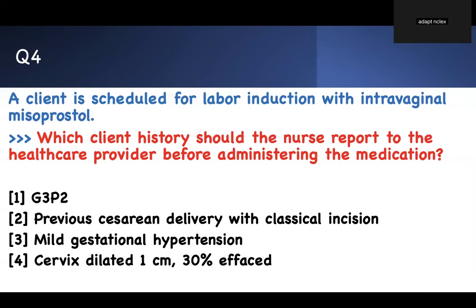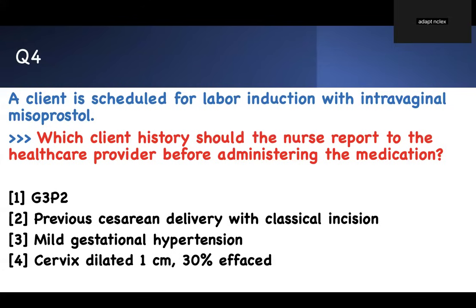A client is scheduled for labor induction with intravaginal misoprostol. I don't like to give you a lot of information in the question, straightforward like an NCLEX style, so that you can focus on the buzzword. Which client history should the nurse report to the healthcare provider before administering the medication? Rewrite it in your own words. I'm giving you intravaginal misoprostol. You know what it is, right? Which of these findings will make you worry in the history?